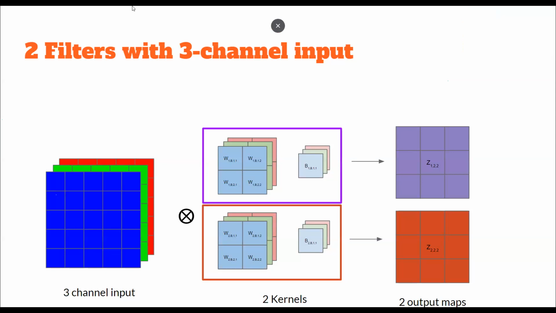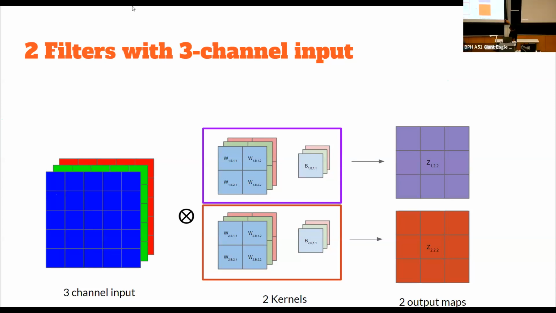What makes the kernels different? If they are all the same, then if the first kernel, the purple one, for instance, moves across the 3 channels, and then the second kernel, if they are all the same, wouldn't they all produce the same output? What makes them different?